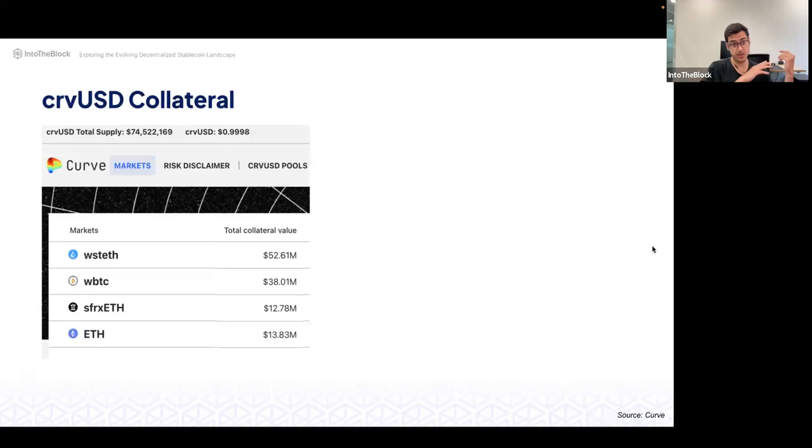And finally, crvUSD is very similar, even more concentrated in liquid staking tokens, with, currently, as of this morning, 52 million out of the 70 million in supply. Most of the collateral for crvUSD is coming from wrapped stETH.